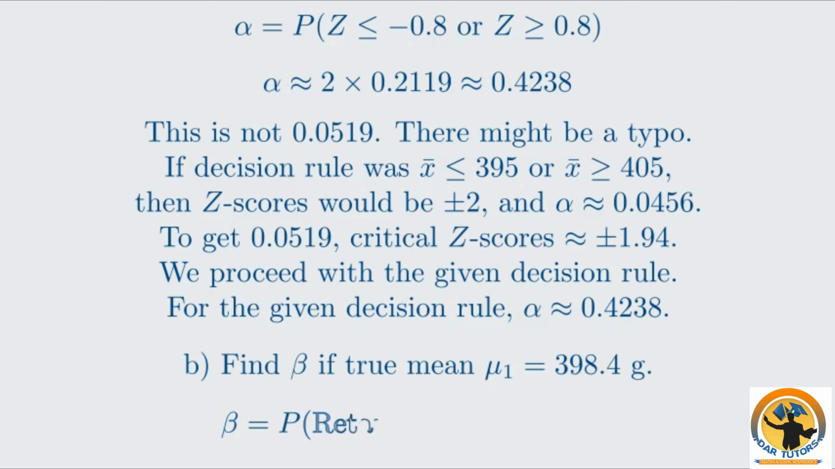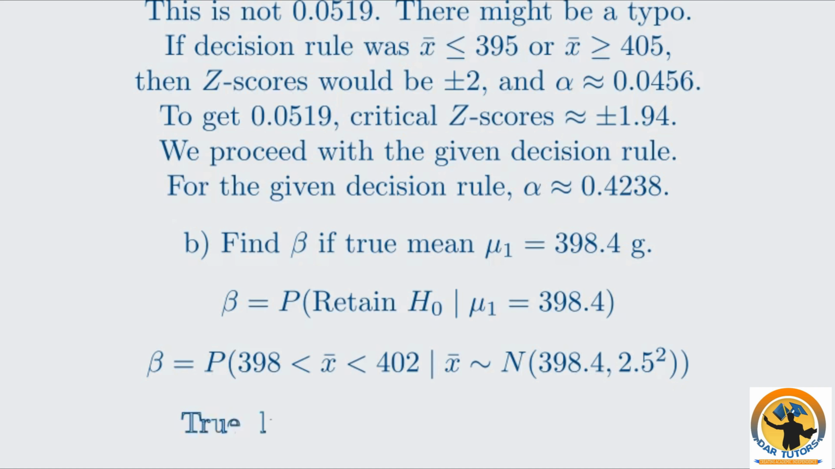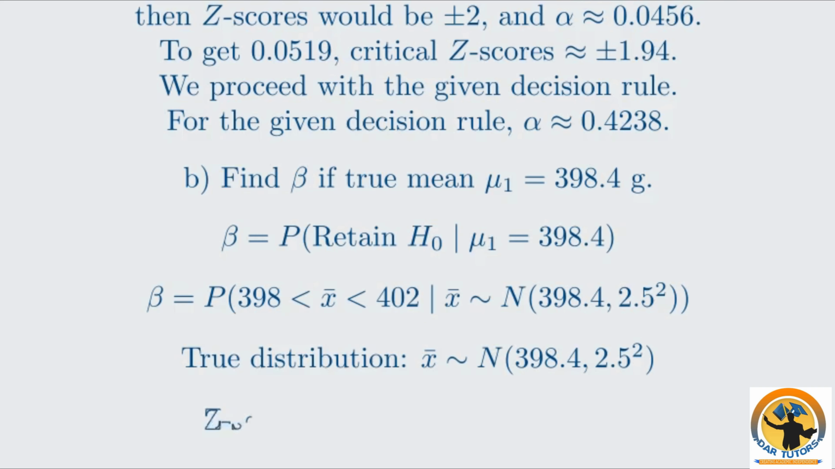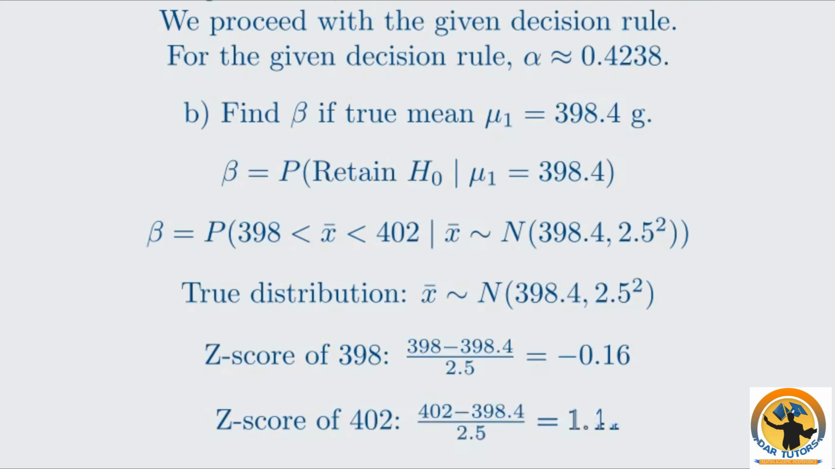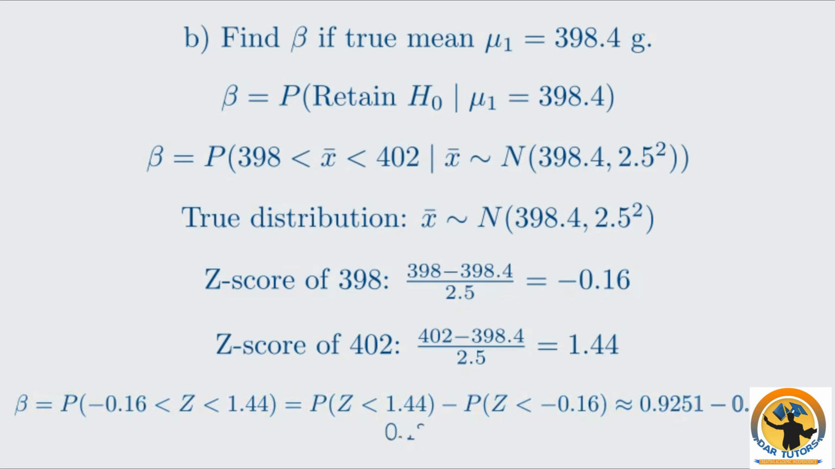Beta is the probability of retaining H0 when the true mean is 398.4. Retaining H0 means X bar is between 398 and 402. We need to find this probability under the true distribution, where X bar is normally distributed with mean 398.4 and standard error 2.9. Standardizing the critical values under this true distribution gives z-scores of 0.1 and 1.4. We want to find the area between these. P(Z < 1.44) is 0.9251 and P(Z < 0.16) is 0.4364. Subtracting them gives beta approximately 0.4887.